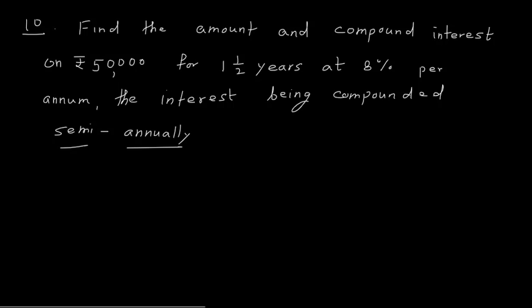The 10th problem is: find the amount and compound interest on rupees 50,000 for 1.5 years at 8% per annum, the interest being compounded semi-annually. So here interest is compounded semi-annually. So for 6 months, for half year, the rate of interest will be 4%. Now here we are going to find interest for each 6 months, and by that we will find total amount at the end of 1.5 years. So find the amount and compound interest.